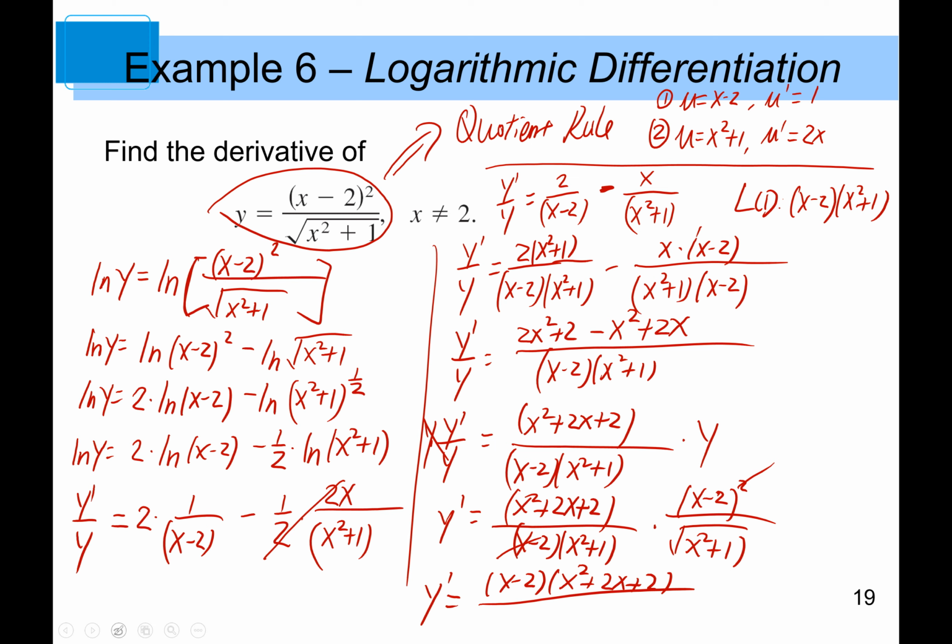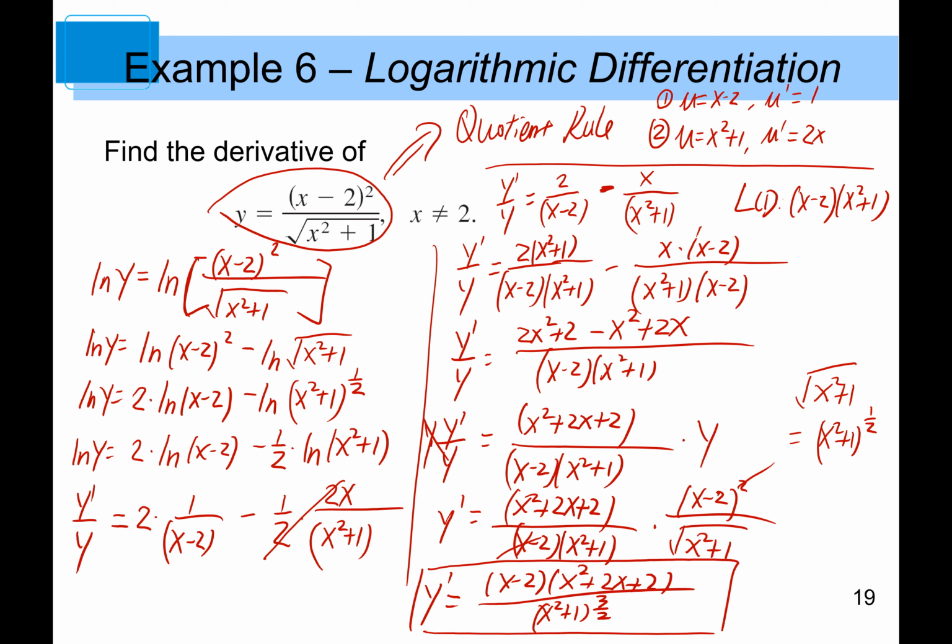It just becomes x squared plus 1 to the half. Times that becomes x squared plus 1 to the 1 plus half. 1 plus half is 3 over 2. So that's going to be the final answer. Okay, if you use the quotient rule, you should end up with the same answer.